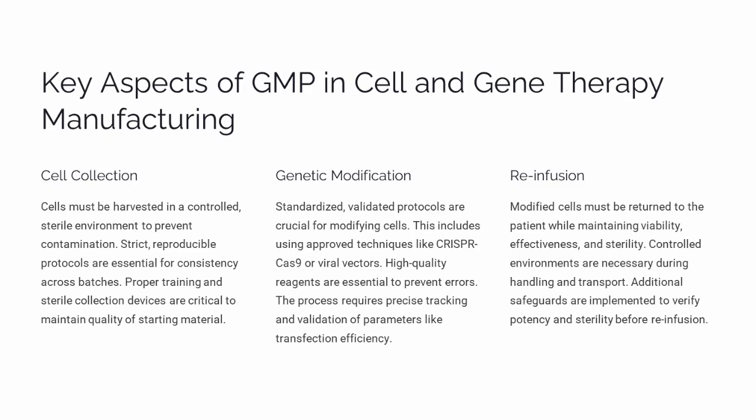Key aspects of GMP in cell and gene therapy manufacturing include cell collection, genetic modification, and re-infusion. Each step requires stringent protocols to ensure consistency, safety, and effectiveness. Proper training and controlled environments are essential to maintain the quality of the final product.